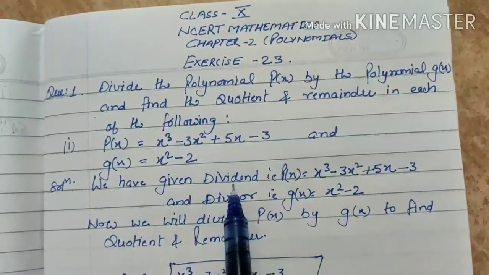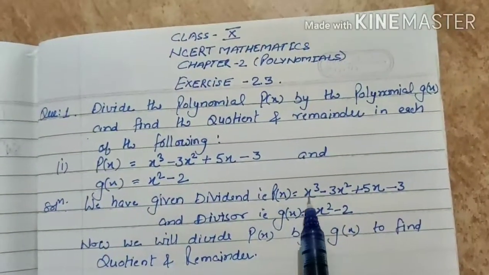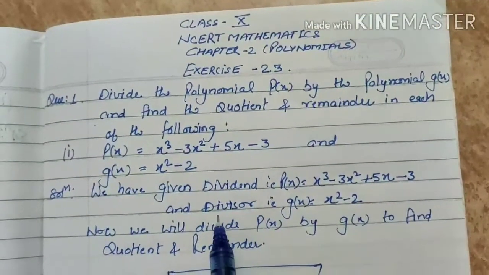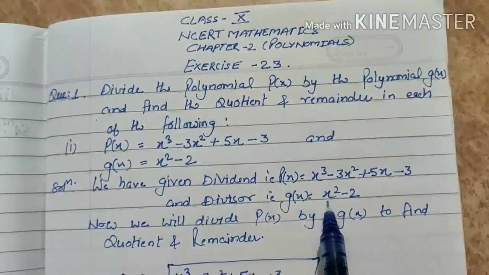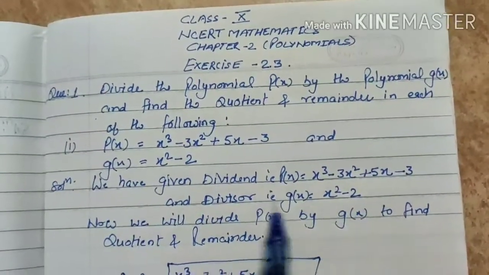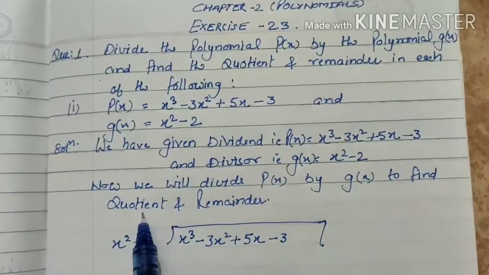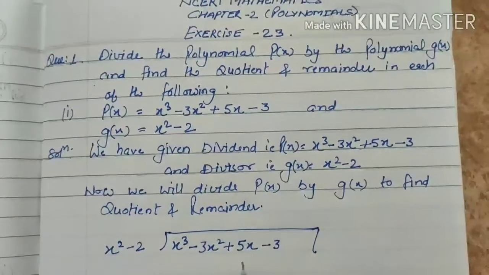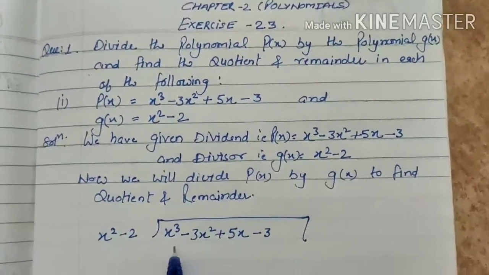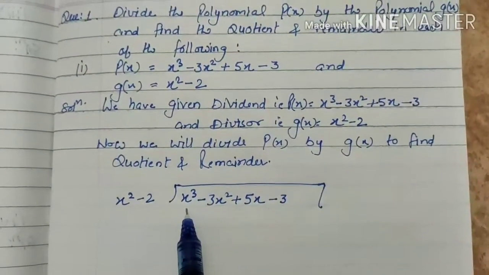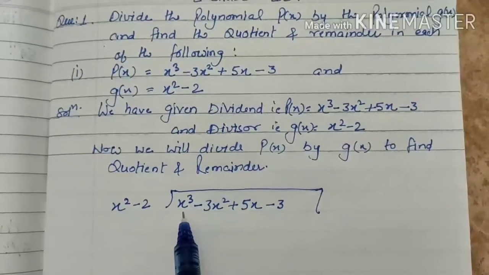We have given dividend, that is p(x) as x cube minus 3x square plus 5x minus 3, and divisor as g(x), that is x square minus 2. So now we will divide p(x) by g(x) to find quotient and remainder. So let's start. So here we have x cube. In the dividend, the highest degree term is x cube.